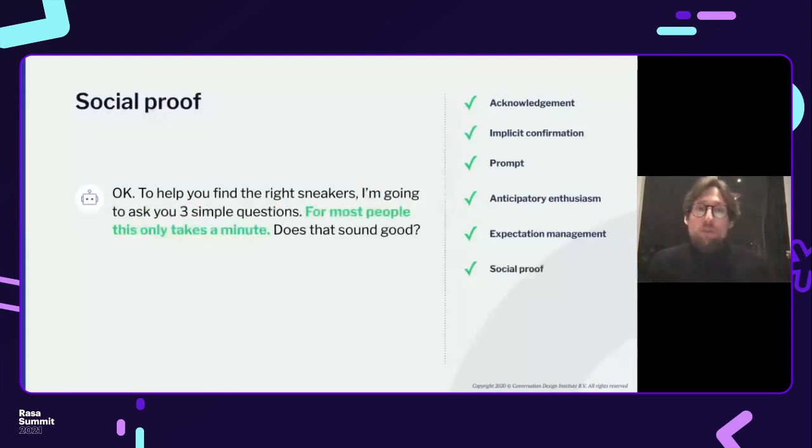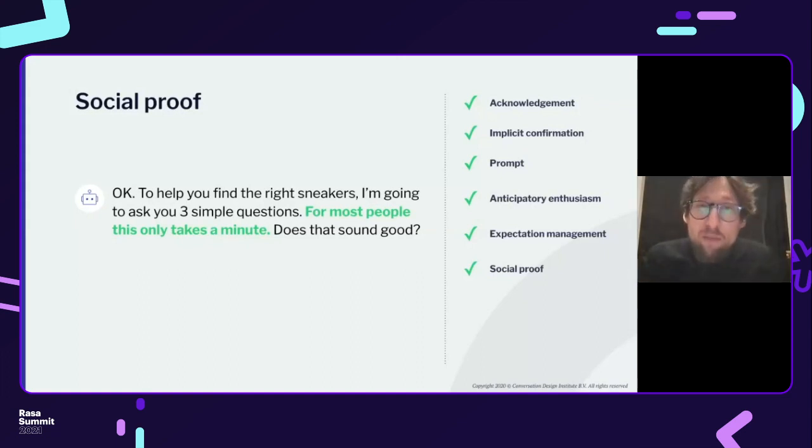Let's use social proof. Okay, to help you find the right sneakers, I'm going to ask you 3 simple questions. For most people, this only takes a minute. Does that sound good? All right, so now we're applying. This is the conversational copywriter. So the conversation designer did sort of the fundamental structure. Now this is the conversational copywriter that is applying behavior design and psychology to increase our success rate. But let's see if we can actually do more.